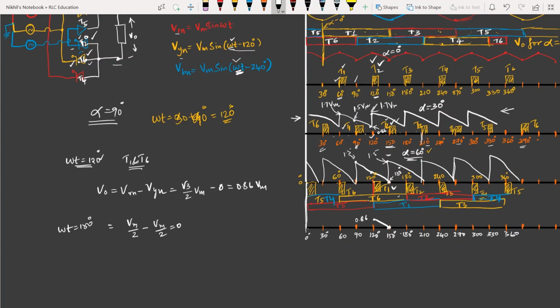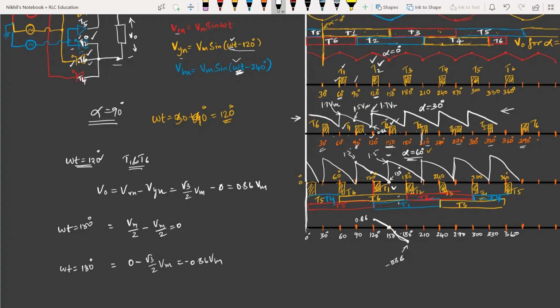Again at 180 degrees, up to 180 degrees, T6 and T1 were conducting. So we will put omega t equal to 180 degrees. Vrn will become 0 because Vm sin 180 is 0, and put 180 in omega t in Vyn. So 180 minus 120 will become 60 degrees. So minus Vm sin 60 will be root 3 by 2 Vm, that is minus 0.86 times Vm. So the output voltage has become negative.